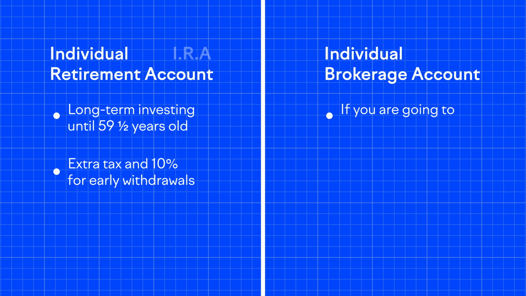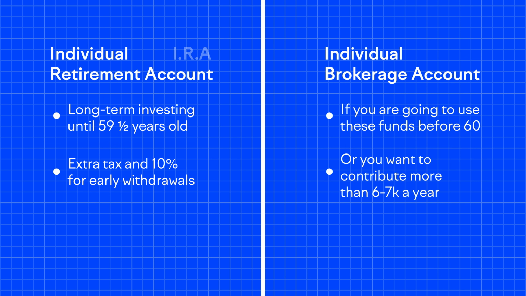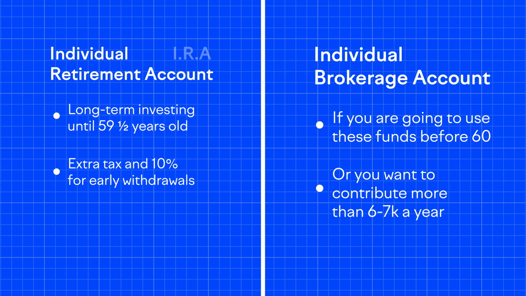Another thing to mention is that you can only contribute $6,500 a year to an IRA account, or $7,500 if you're over 50. So if you're going to use these funds before you retire, or you want to contribute more than $6,000 to $7,000 a year, you'll need a standard individual account anyway.